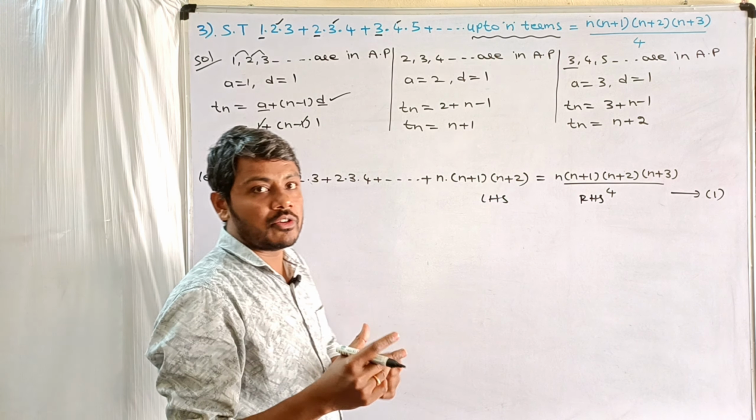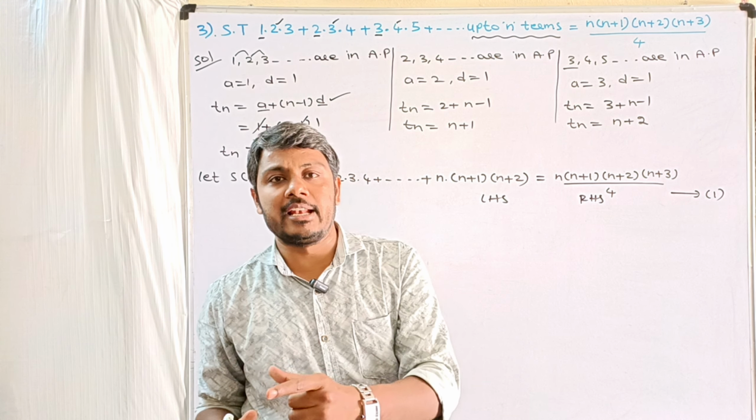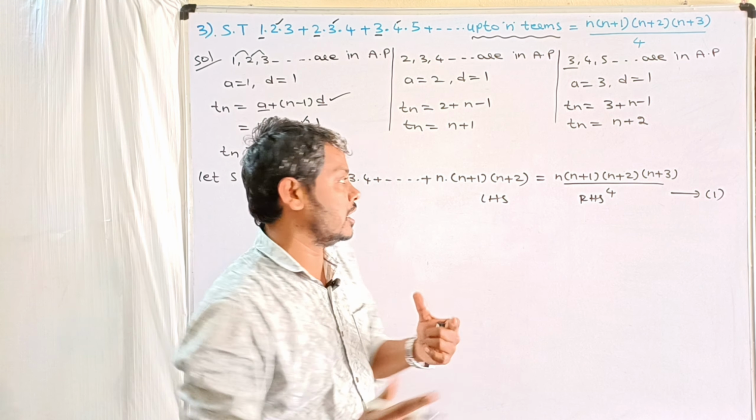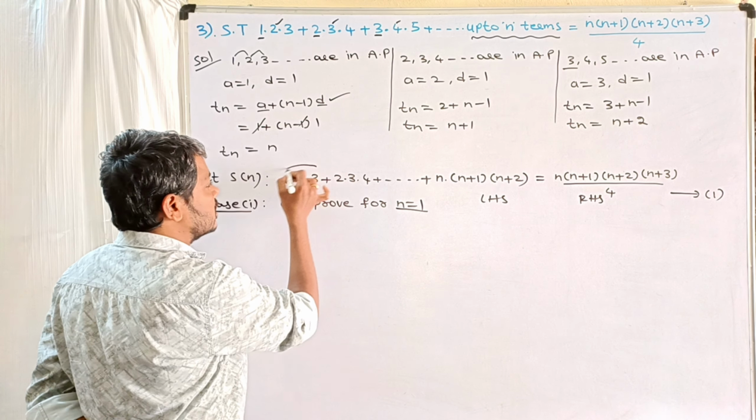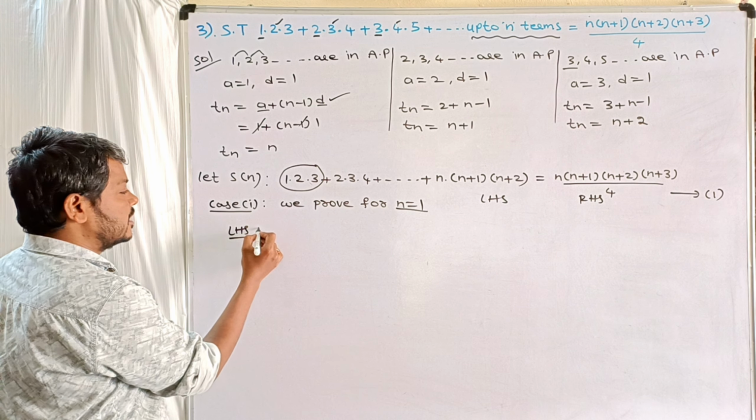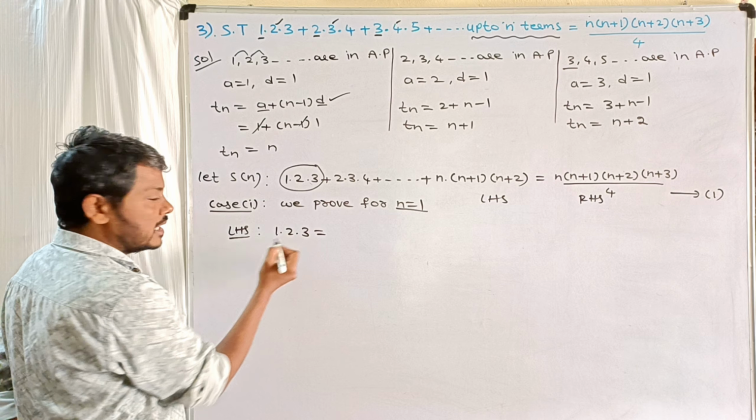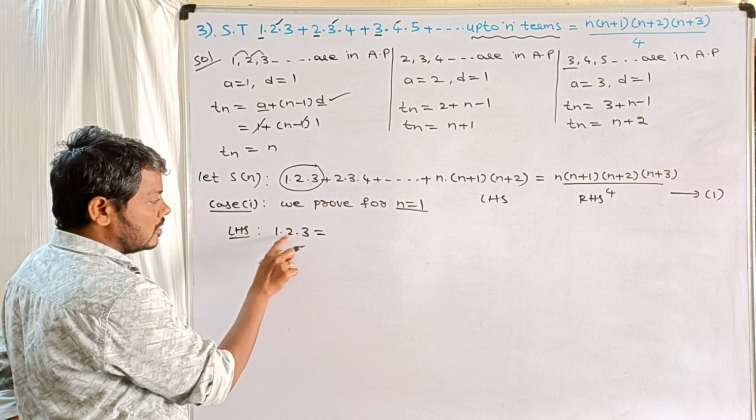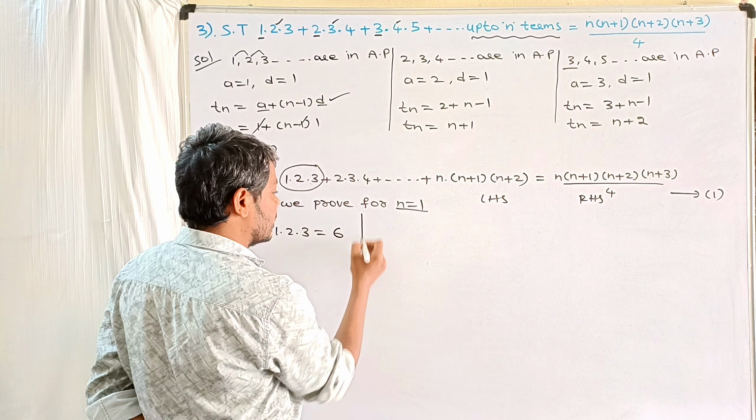So what is case 1? You prove for n equal to 1. Which means you can consider LHS and RHS separately. See here, n equal to 1 means the first term. What is the first term? Clearly that is 1 into 2 into 3, the product of these 3. 2 into 3, 6. And consider RHS.